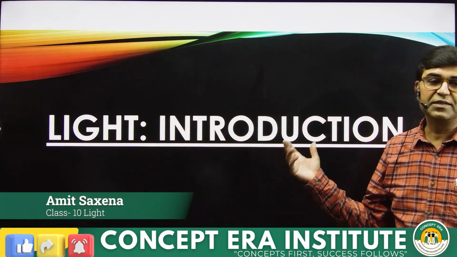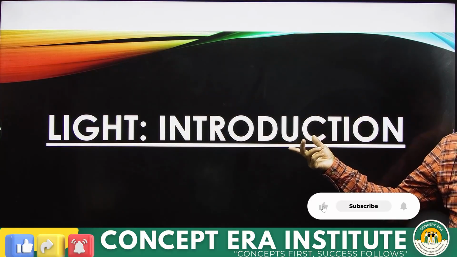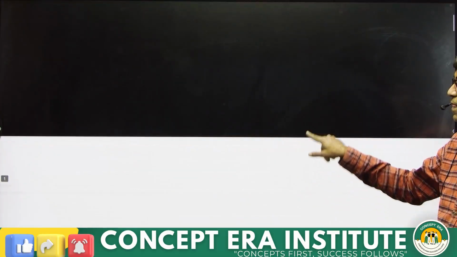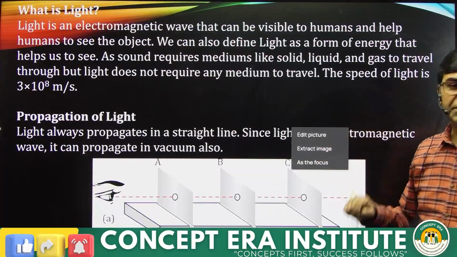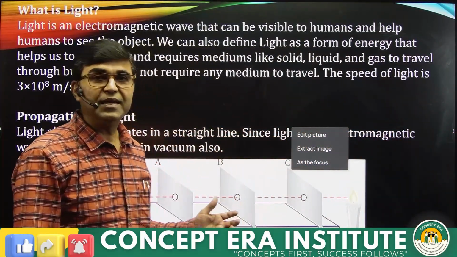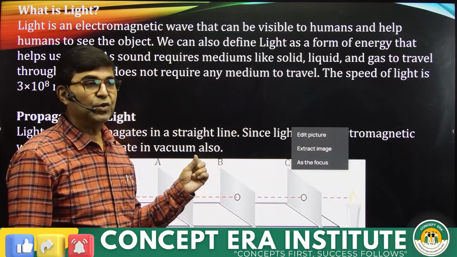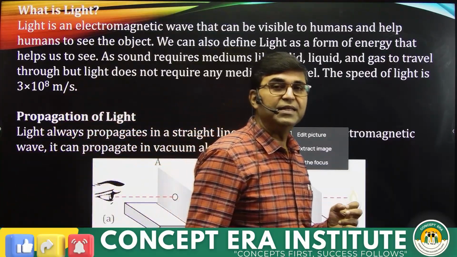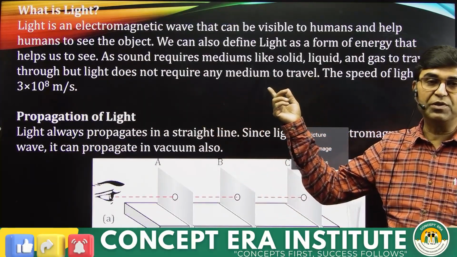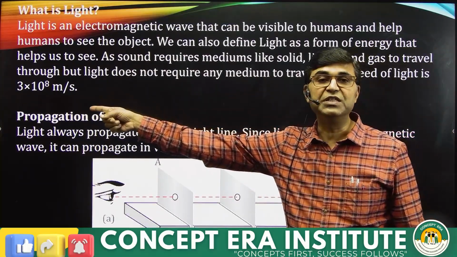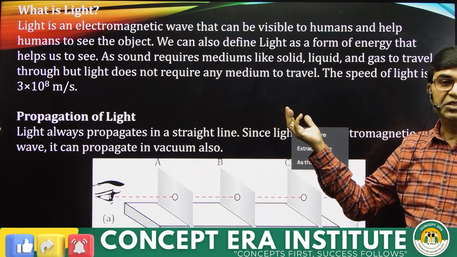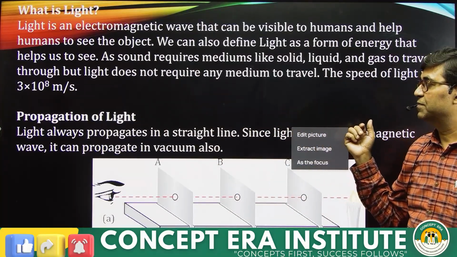Today we start the first unit of class 10 physics, that is light. What is light? Light is a form of energy, the energy that enables us to see. So actually, light is an electromagnetic radiation that can travel through vacuum also at a speed of 3 into 10 to the power 8 meters per second. That is about 3 lakh kilometers per hour.